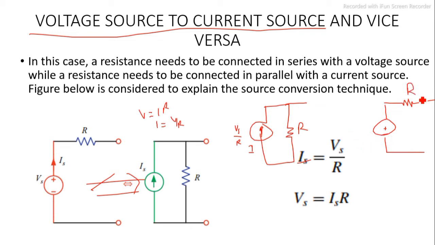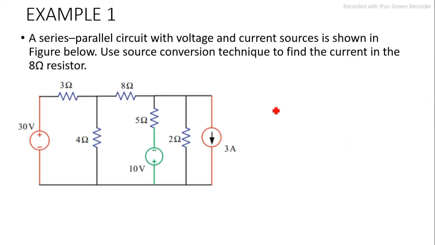So this will be R. The resistor did not change, but your voltage source now, using Ohm's law, V equals IR, which will be equal to the current source times resistance, which is I source times R. So that's how to convert. So let's look at some examples. Example one.